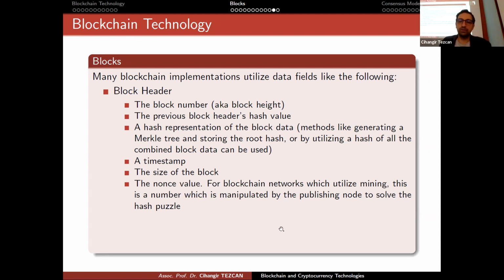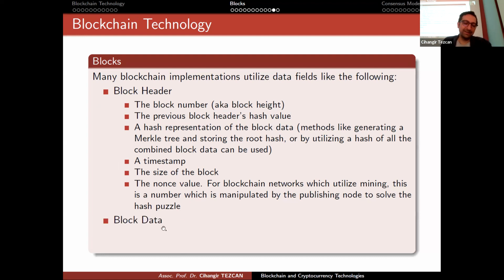So for blockchain networks which utilize mining, this is a number which is manipulated by the publishing node to solve the hash puzzle. Once you try all of these values, which takes less than a second, if you didn't receive a hash output which is less than the difficulty value, this means that you have to modify your block so that it will change your Merkle tree, so it will change your block header. Now you will try to take the hash of this block header, so this nonce value will be tried again and again.